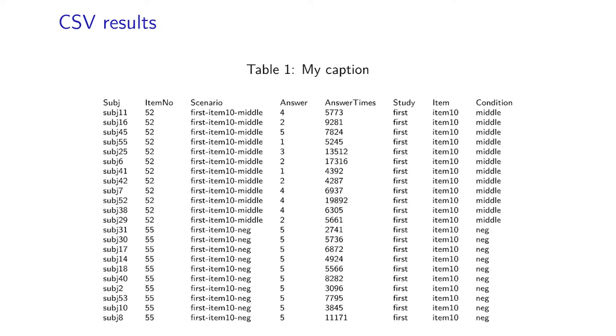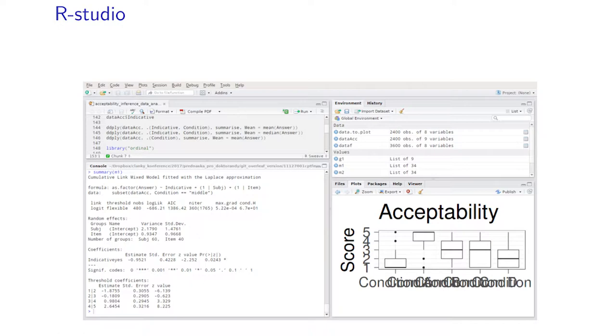So for instance, here is subject 11. In item number 52, he answered 4 on the Likert scale, so the sentence was nearly totally grammatical for him, and the answer time was 5,773 milliseconds, and these are some subclassifications which we use. So there's a lot of data. I'm not able to compute this in normal Excel or LibreOffice.